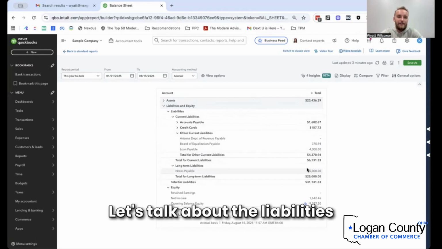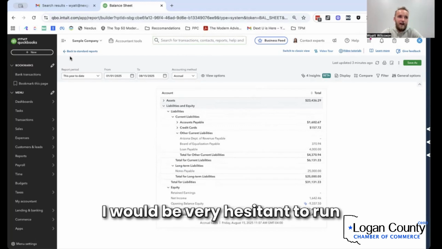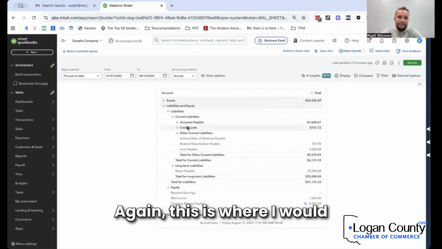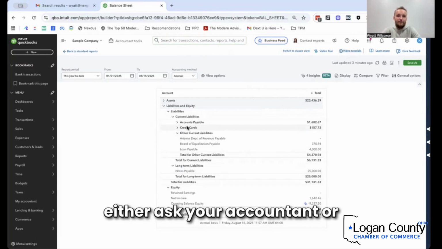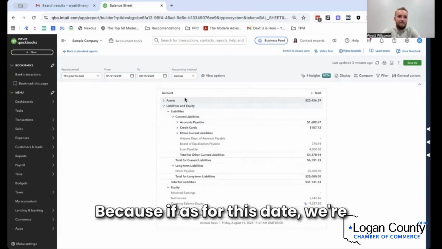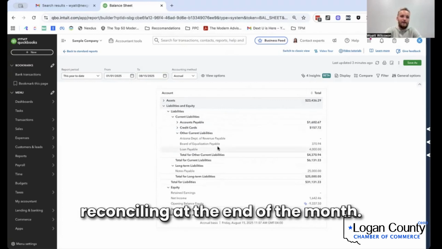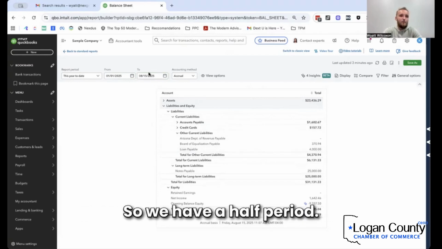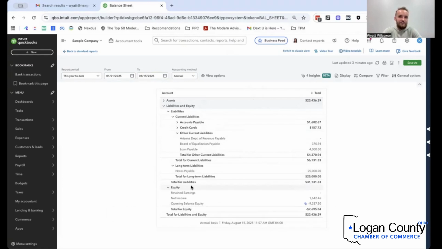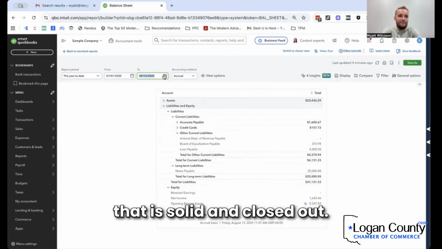Let's talk about the liabilities for a second, as well as the assets. All of these reports, I would be very hesitant to run if it is not all reconciled. Again, this is where I would either ask your accountant or find an accountant who knows, hey, where's the closing period? Because as for this date, we're in the middle of August, and typically when you reconcile, you are reconciling at the end of the month. So we have a half period. So all of this I would consider draft and subject to change. Typically it's the previous month by this point in the month that is solid and closed out.